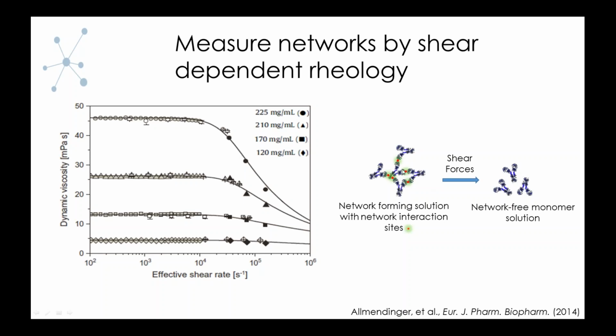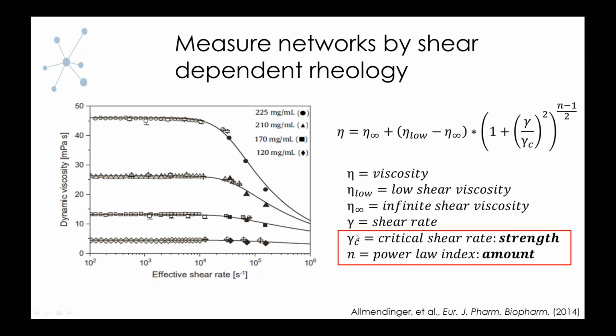This would result in a shear thinning behavior, as the networked solution at low forces, low shear rates, is going to be very highly viscous because it's in a network. But once you break those networks apart, the viscosity will go down. And this has been seen for several protein solutions as shown here.